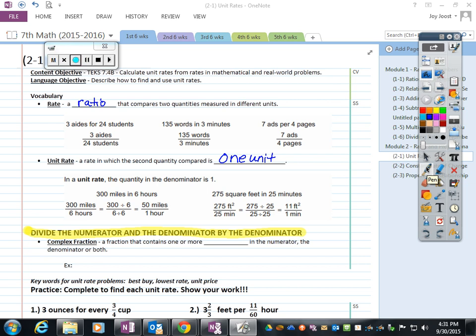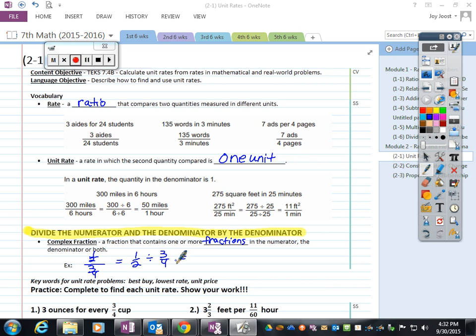A complex fraction is a fraction that contains one or more fractions in the numerator, the denominator, or both. Let's look at an example of a complex fraction. We could have 1/2 over 3/4. That is an example of a complex fraction. You can write your complex fraction as a division problem: 1/2 divided by 3/4. And remember, when dividing fractions, don't be shy. Flip the second one over and multiply.